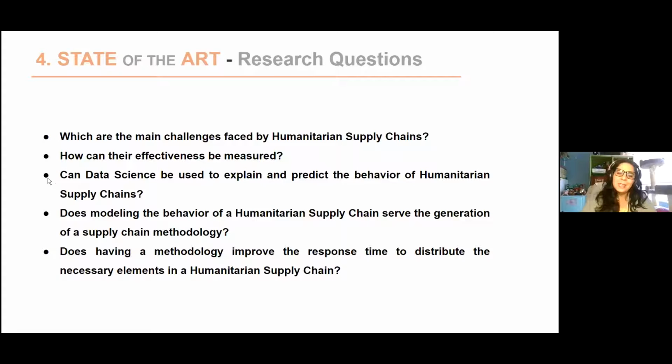And if this can serve as the generation of a methodology, and whether the methodology that I design can improve the time to distribute the necessary elements in the humanitarian supply chain. So if we were to narrow them down, they are supply chains, humanitarian supply chains, and the immunization supply chain is part of a humanitarian supply chain, but it's a special and separate field because it has very specific characteristics.